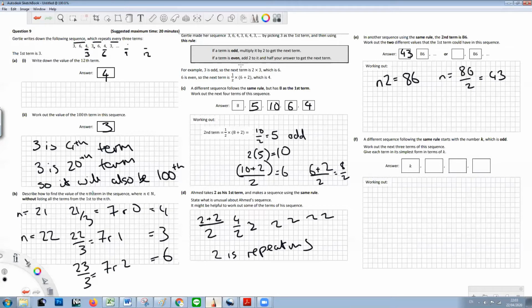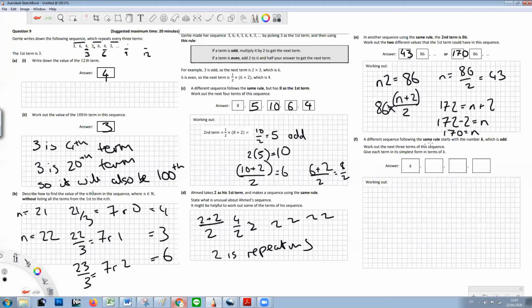Now, if it was an even number, we were told to add 2 to it and halve the answer. So 86 is equal to n plus 2, divided by 2. That gives 172 is equal to n plus 2, because we're cross multiplying. So 172 minus 2 is equal to n, and 170 is equal to this value. So it could be 170 also. So that is the answer to that.